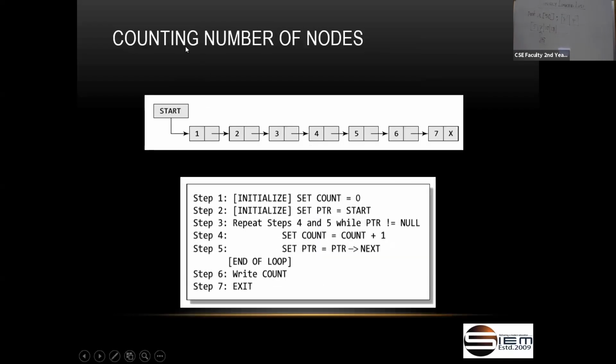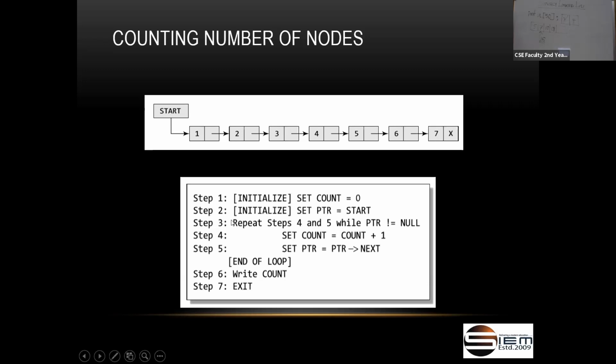So you see, the first algorithm that we are going to study today is the algorithm for counting the number of nodes. How many nodes are there in this linked list that we have to count? This is called pseudo code. I told you while I was teaching C programming that this is the way of writing pseudo code.